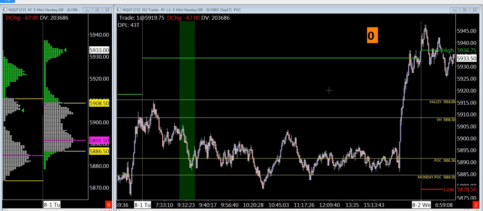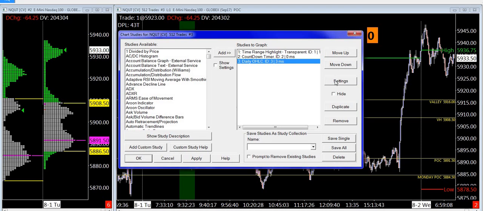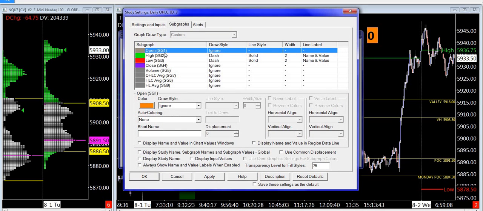Good morning. The guy asked me to do a little video on how I put my levels on a chart, and what I'm looking for in various kinds of trades. So in the platform here, I put on a daily open, high, low, and close, and I just get rid of the open and the close. I just want to know the high and the low.